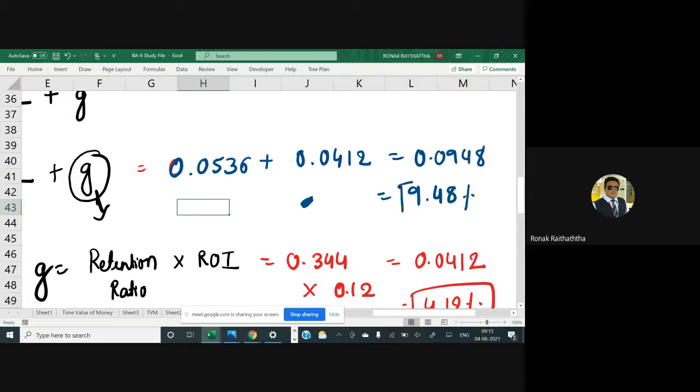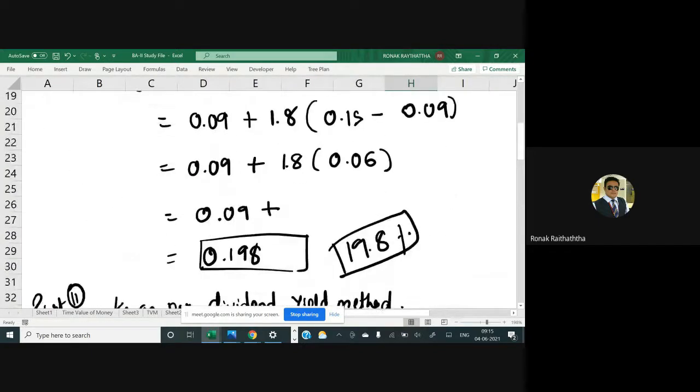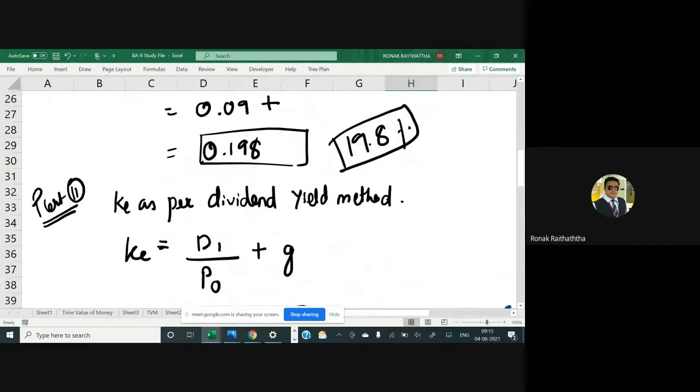So it can also be written as 9.48%. And guys, you must have observed that there is a lot of difference between the cost of equity as per the CAPM and as per the dividend yield method. Now see, there are two types of returns. One is the dividend return, another one is the increment in market price. Any shareholder would expect these two types of return. Now the increment in market price may be substituted by the growth rate, the appropriate growth rate.